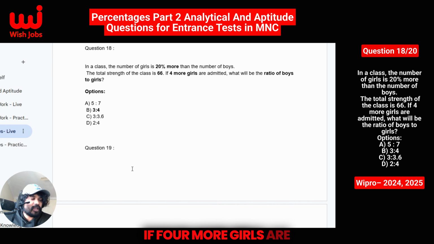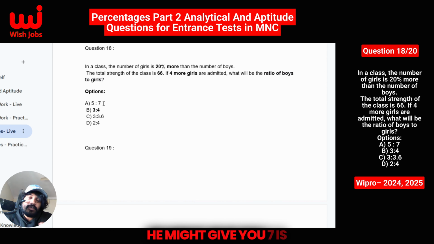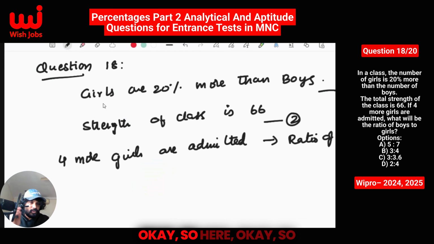If 4 more girls are admitted in the class, then the class will become 70 people. And what is the ratio of boys to girls? For this kind of question, the question is not difficult, but you need to read it properly. Sometimes they'll ask the ratio of girls to boys, and sometimes boys to girls, and they'll give you both ratios in the options. For example, 5:7 is the answer, and he might give you 7:5 also. So it will be tricky. Just try to understand that.